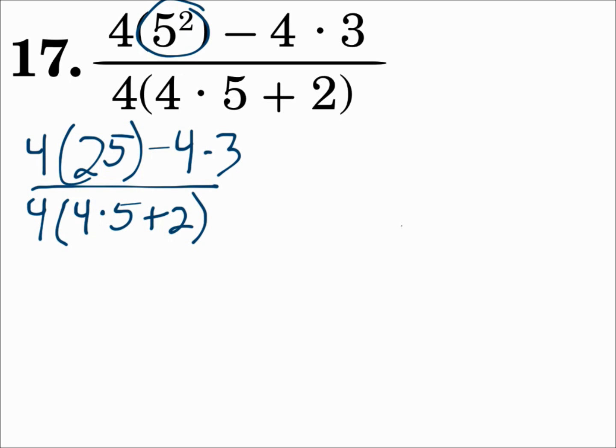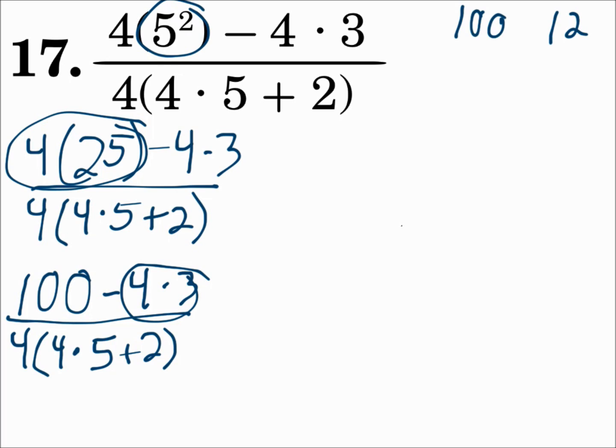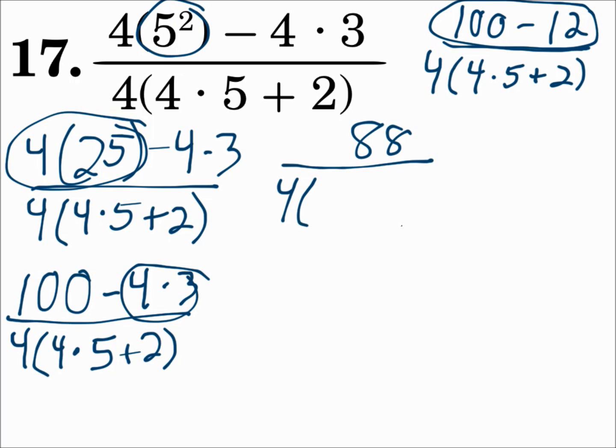Now in the numerator, you have multiplication and subtraction. Do the multiplication left to right. 4 times 25 is 100. You have another multiplication in the numerator. Do that before the subtraction. 4 times 3 is 12. Finish up the numerator. 100 minus 12 is 88.